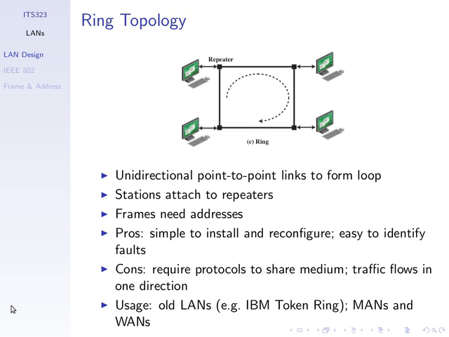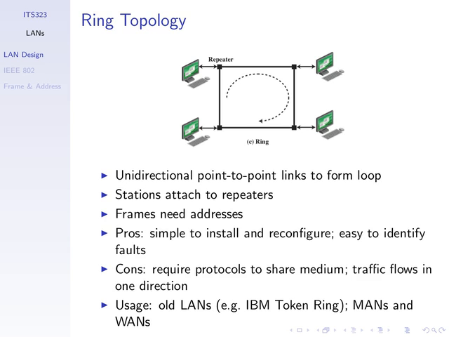An alternate topology: a ring topology. Connect our 4 stations by unidirectional point-to-point links in a loop, in a ring. So here are our 4 stations, and these are point-to-point links with these black squares, which are repeater devices.